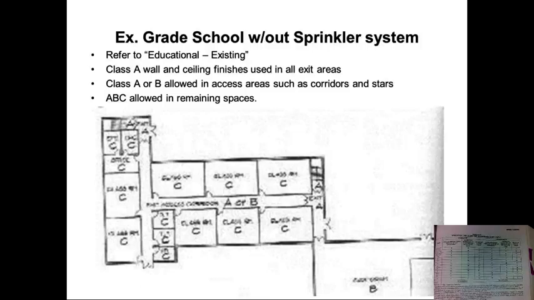So we have an educational space in existing. We have class A wall and ceiling finishes used in all exit areas. Class A and B are allowed in access areas. So if we're looking at educational, you've got to go back and look at here. You've got to look at where B, C, and C apply if it's sprinklered, or non-sprinklered, it would have to be an A, B, or C. You've got to follow that to be able to understand.